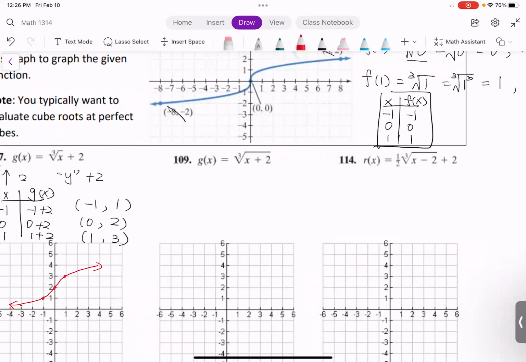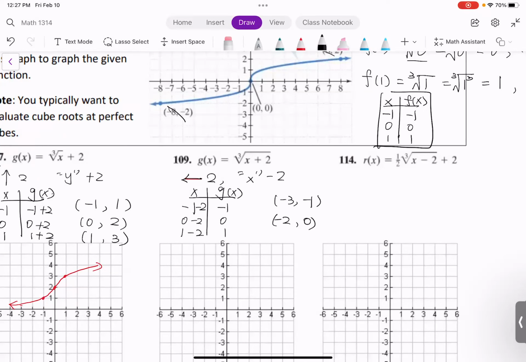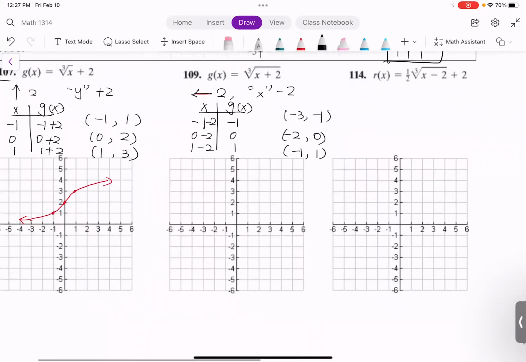g of x equals cube root of x plus 2. So we are moving the graph to the left 2 units. That means all the x subtracted by 2. The new key points, x, g of x: all the x minus 2, so -1 minus 2, 0 minus 2, 1 minus 2. And y doesn't change: -1, 0, 1. The new key points are (-3, -1), (-2, 0), (-1, 1). So let's plot the points on the graph.